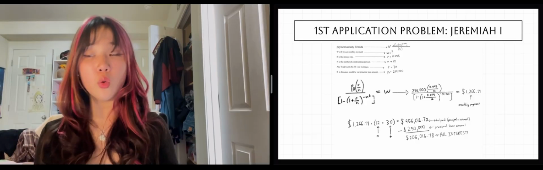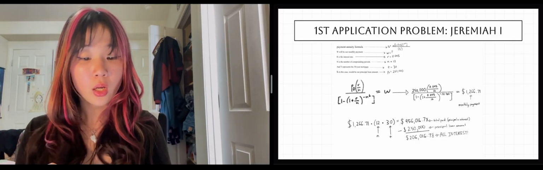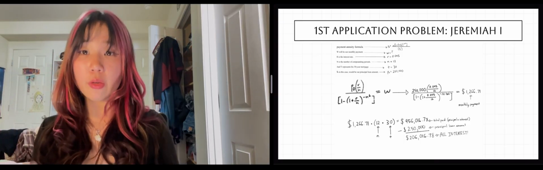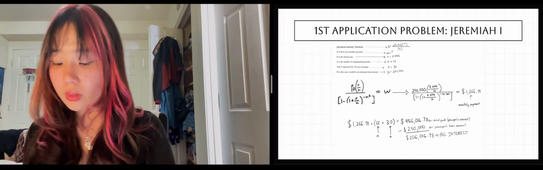So what can we do? What can we adjust so that we end up paying less interest over time? Would it be better if we increased our down payment? Would it be better if we decreased our mortgage? We will see with the next two application problems.